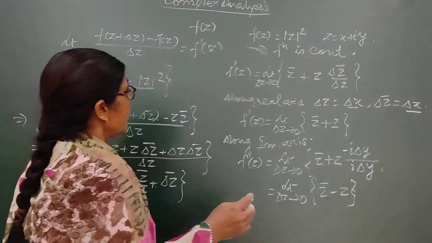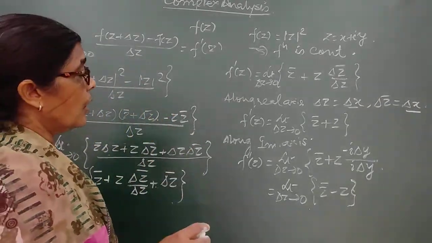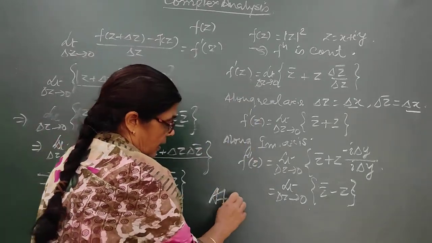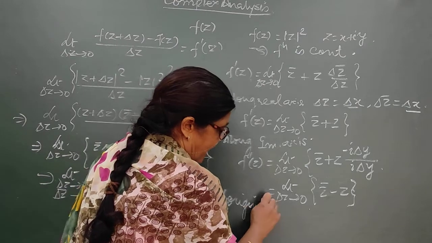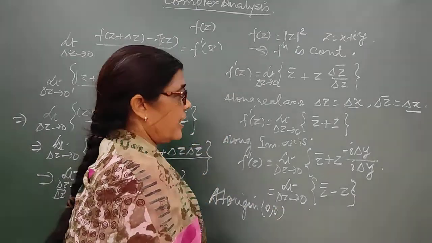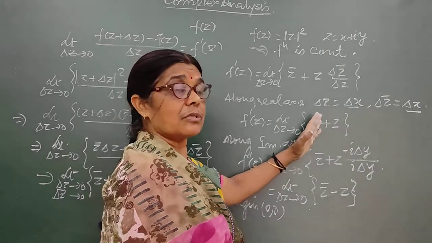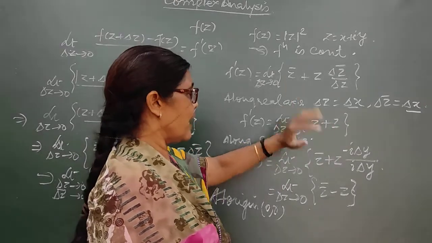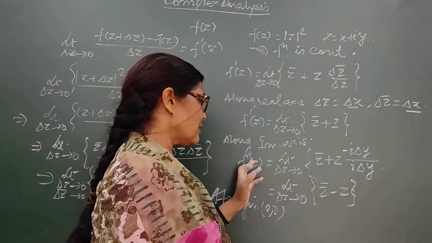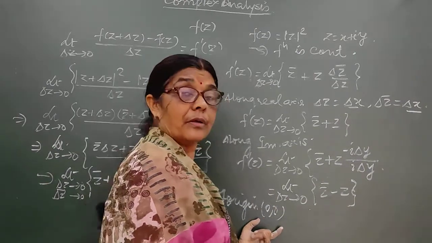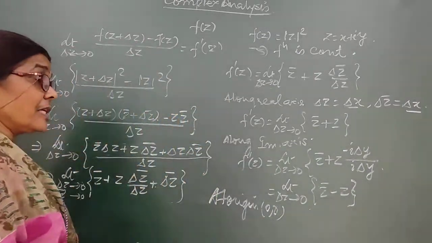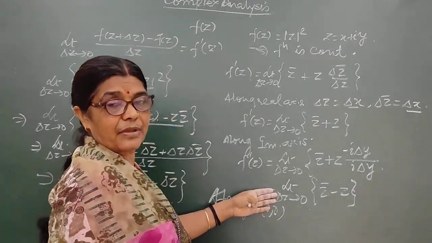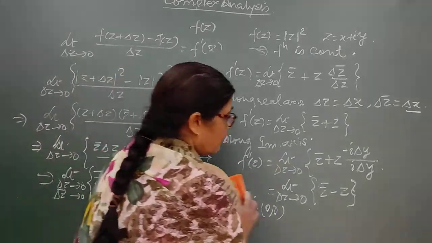How is it possible? At the origin, we know that x and y are 0, 0. Therefore, z is also 0, z bar is also 0. So, at the origin f dash z is 0 along the real axis, and along the imaginary axis also f dash z is 0. Therefore, both of the limits are equal, and hence we can say that the function is a differentiable function.